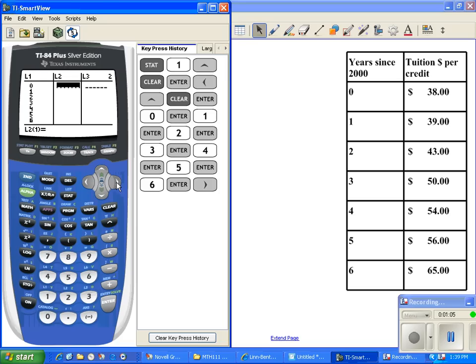And then in L2, I'll put in my Y values, my tuition. So $38, $39.